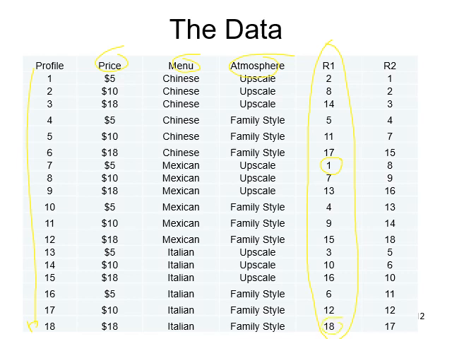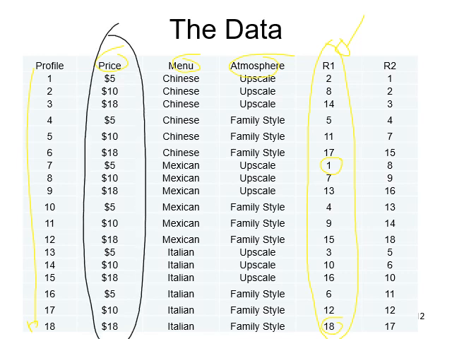Good. Now what we're trying to do is translate this data set into these dummy variables. This is the data that doesn't change, but now we're trying to convert these attributes and levels into dummies. So we're going to start with price. There are only 3 different levels, either 5, 10, or 18. Because of that, we're going to have 3 dummies: one for the price of 5, one for the price of 10, one for the price of 18. Then we're going to do the same thing with menu and with atmosphere.